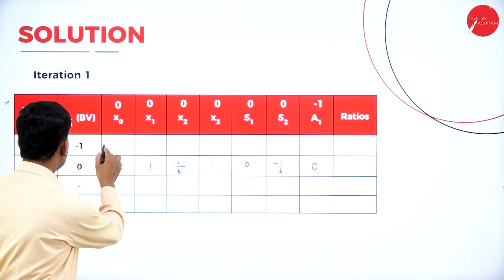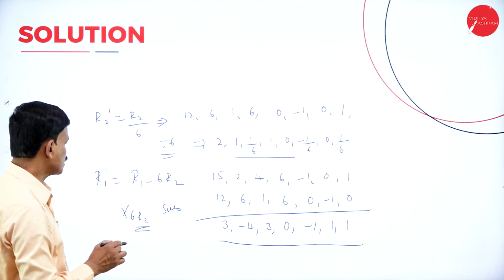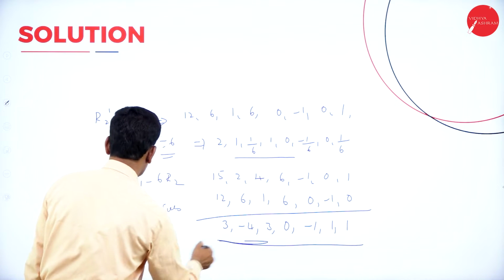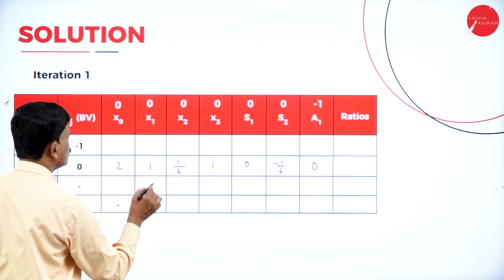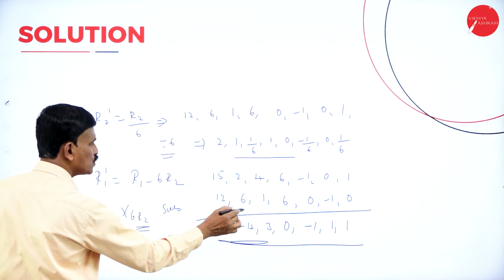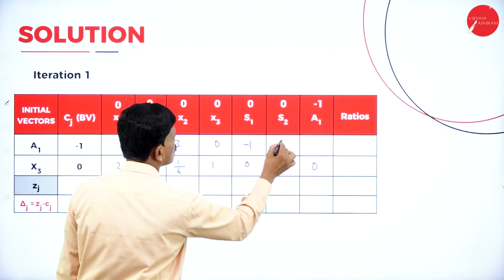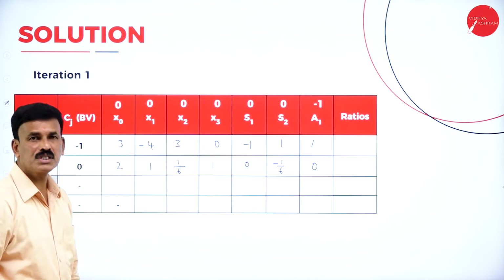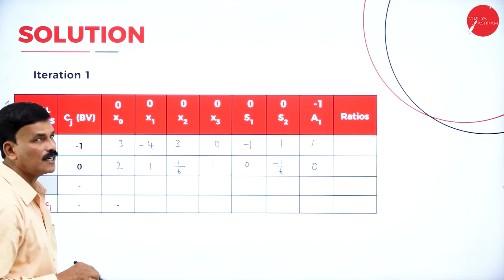What are the values of r1 dash? These are the values of r1 dash: 3, minus 4, 3, 0, minus 1, plus 1 and plus 1. So these are the values of r1 dash and the r2 dash.